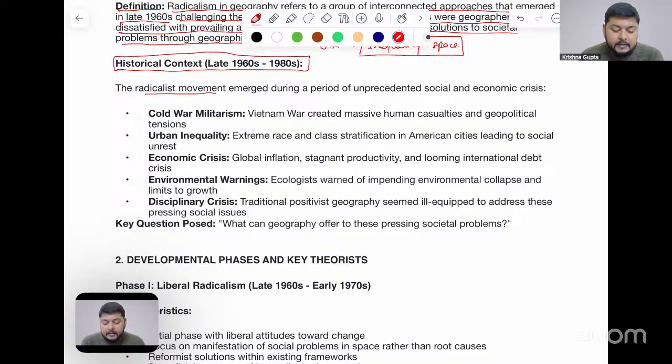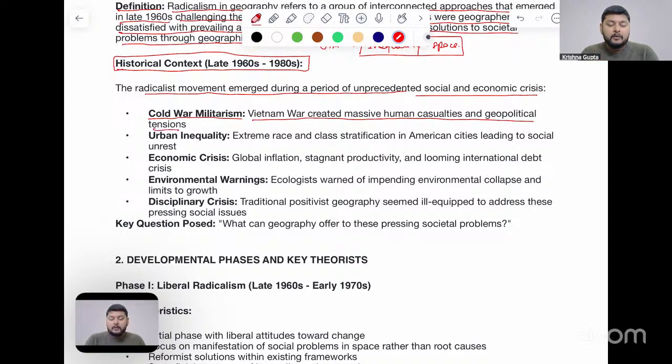Now, when we look at the historical context, that is the development of radicalism in geography, the radicalist movement emerged during a period of unprecedented social and economic crisis. There were a lot of social and economic crises during the 1960s and 1980s. So what were those? Number one, the Cold War militarism. Like the Vietnam War, it created massive human casualties and geopolitical tensions.